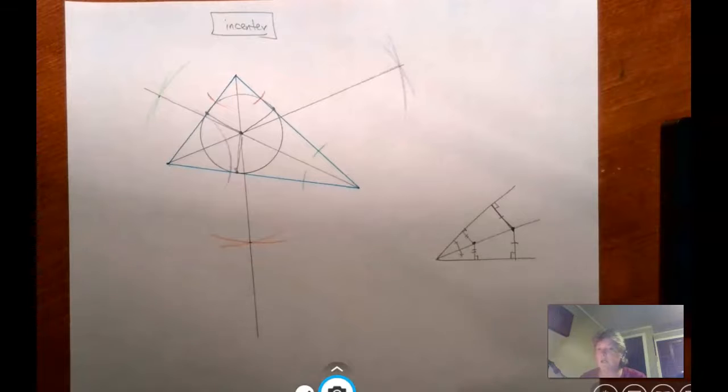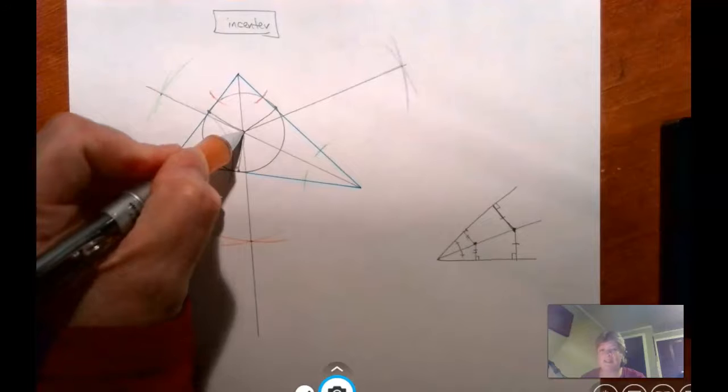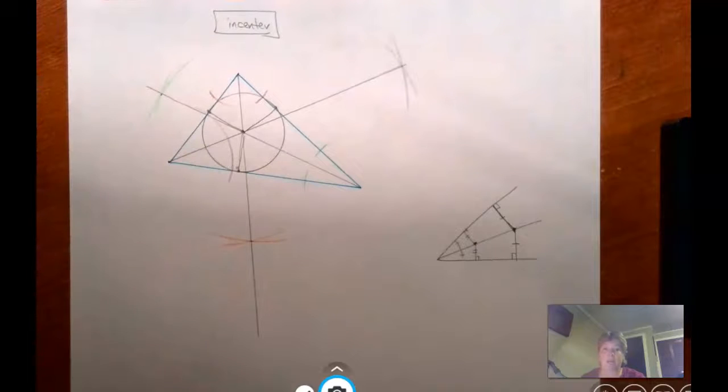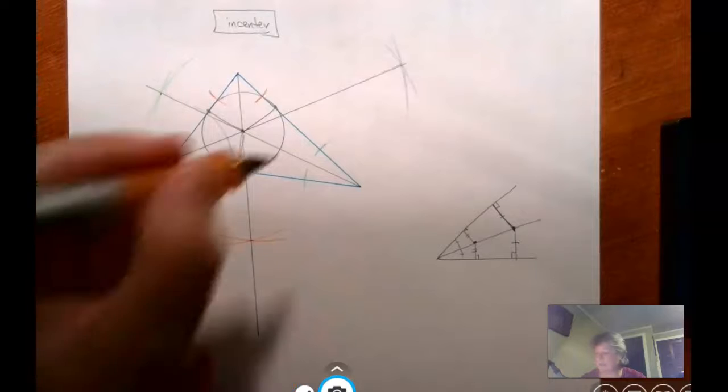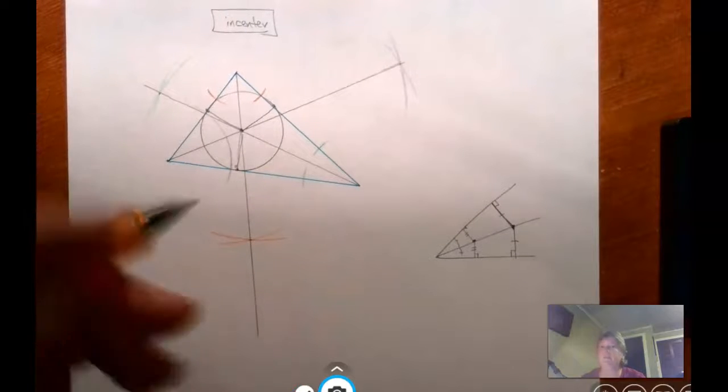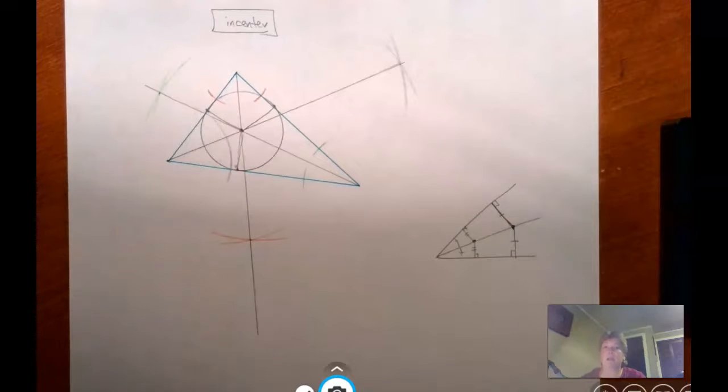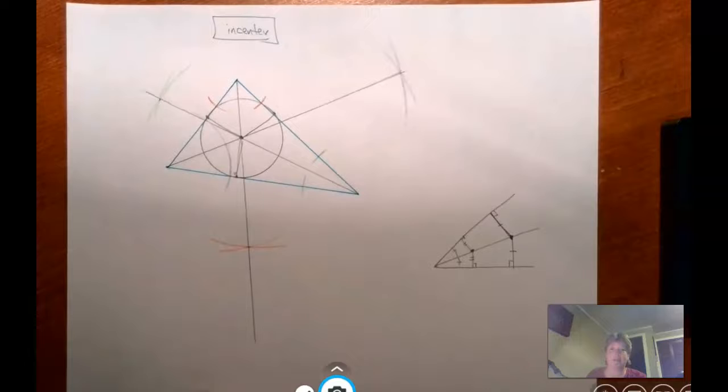So if you can understand why that happens, it'll help you remember that you find the incenter by making the angle bisectors. Because if you want the incenter, you're looking for the point that is the same distance from all three sides of the triangle. And since every point on your angle bisector is the same distance from all the sides, the angle bisectors are the ones that are going to get you that incenter.